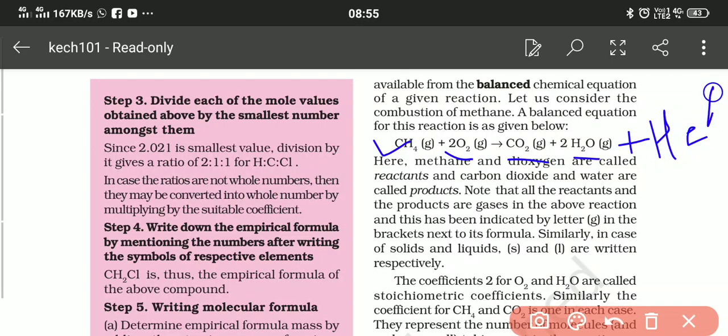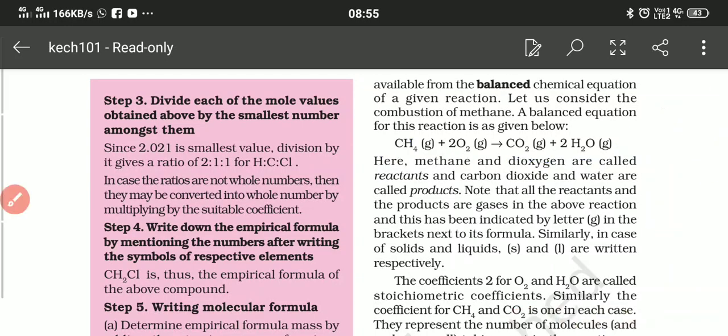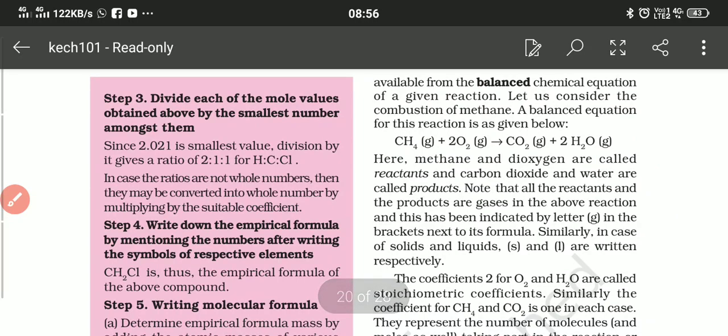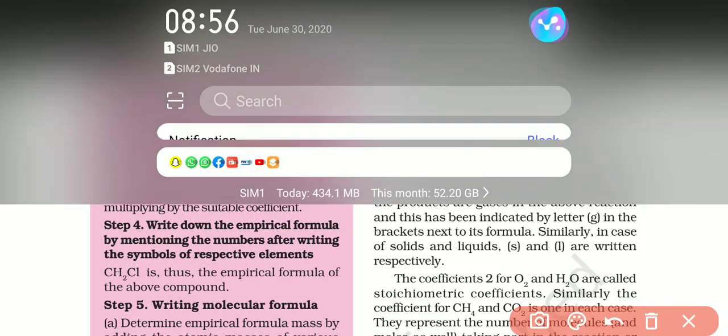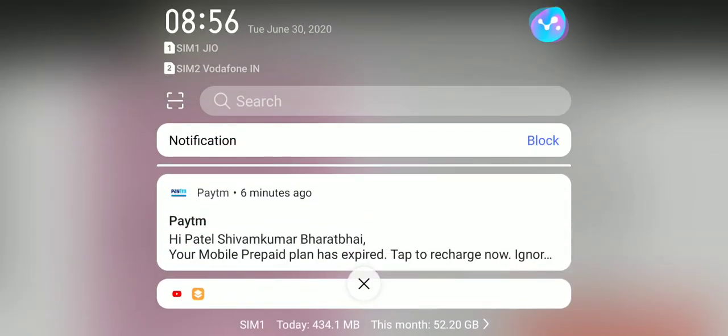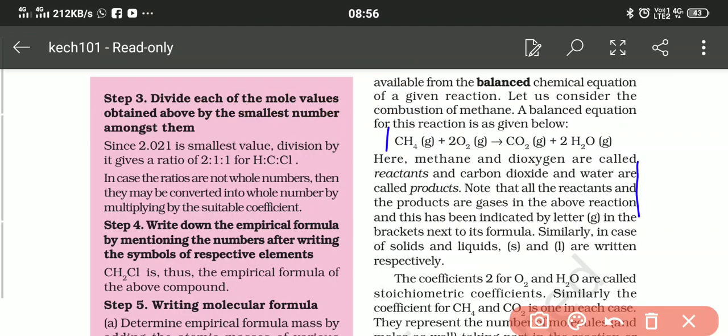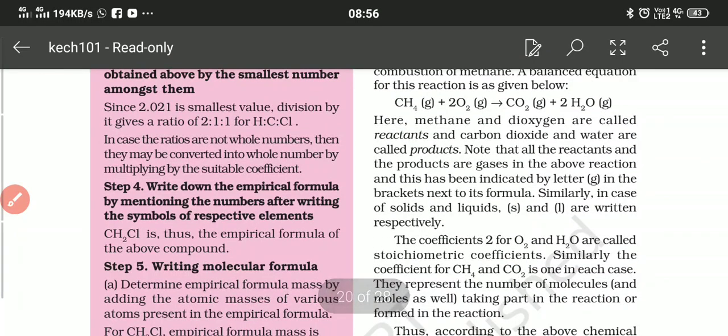Okay, so here 2 is a stoichiometric coefficient, and here there is nothing, so it is 1. So stoichiometry is important to balance the chemical reaction. Balance the chemical reaction. Methane and dioxygen are reactants, while carbon dioxide and water are products, as we know.